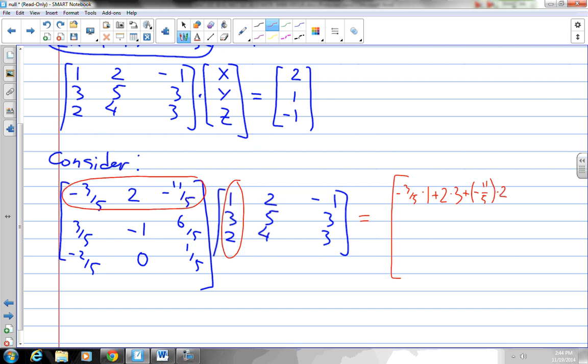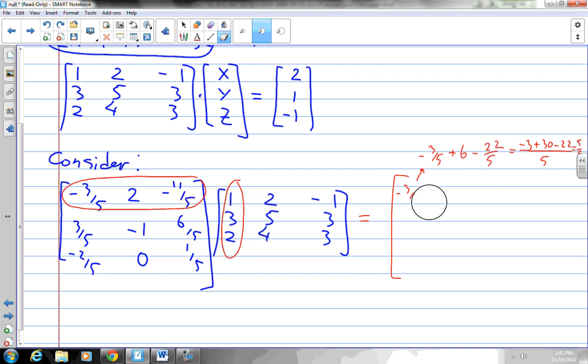Okay, good. So what is this number? Check this out. It's going to be nasty, but look, negative 3/5. I kind of know the answer, but 22/5, right? So what is the common denominator? 5, so that makes it negative 3 plus 30 minus 22, right? I turned 6 into 5/5, right? Equals 1. So this first entry in this matrix is 1.